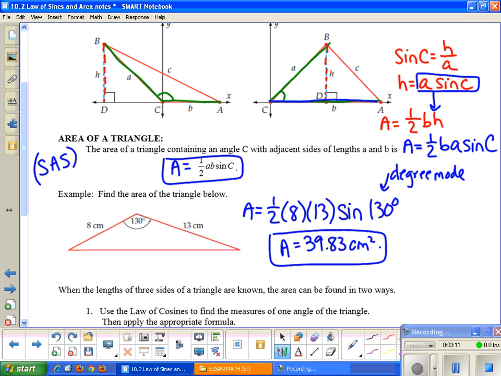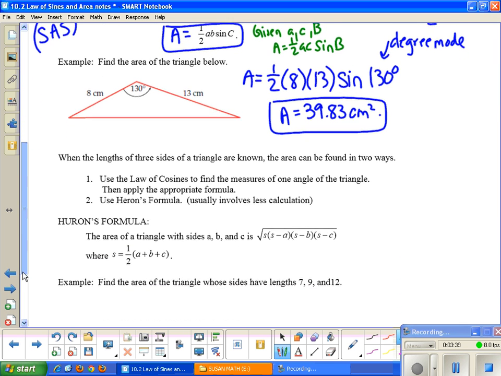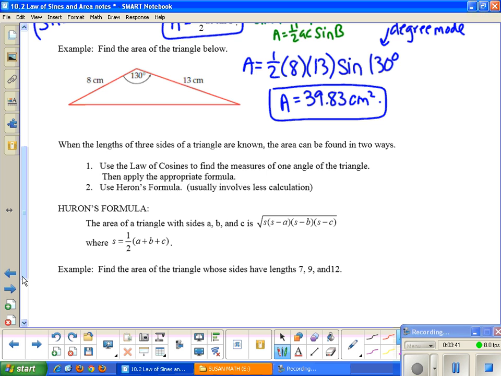For the triangle that we had above, let's say that instead we were given sides A, C, and angle B. Then the area would be equal to 1/2 AC sine of B. And again, it always has to be the included angle, so we can do that for any sides of the triangle. So that's one formula to find the area.